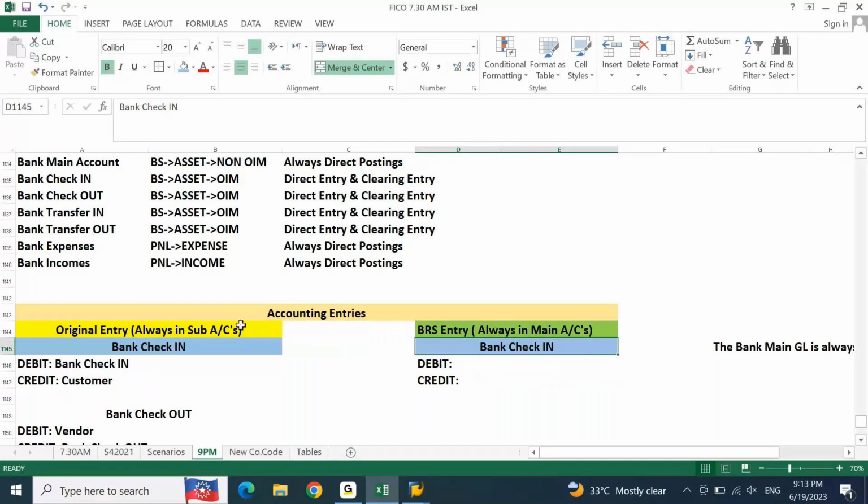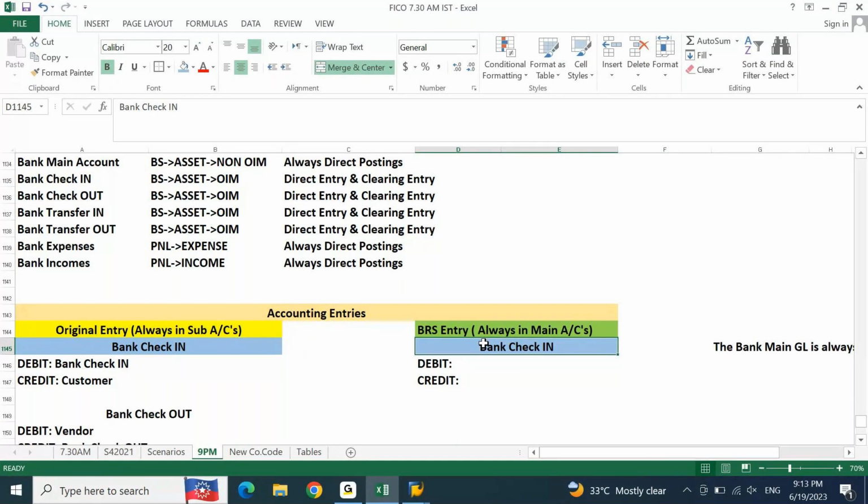Now look at only this account. Where is this bank check incoming in the original entry? Is it on the debit side or the credit side? Debit side. It is on the debit side. Now when you do a BRS, you are clearing the sub account, you are posting to the main account. In BRS, you are clearing sub account, you are posting to main account.